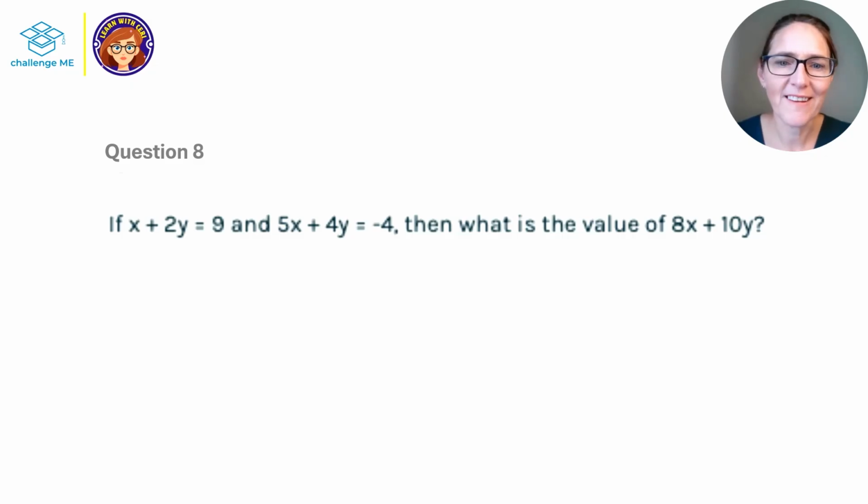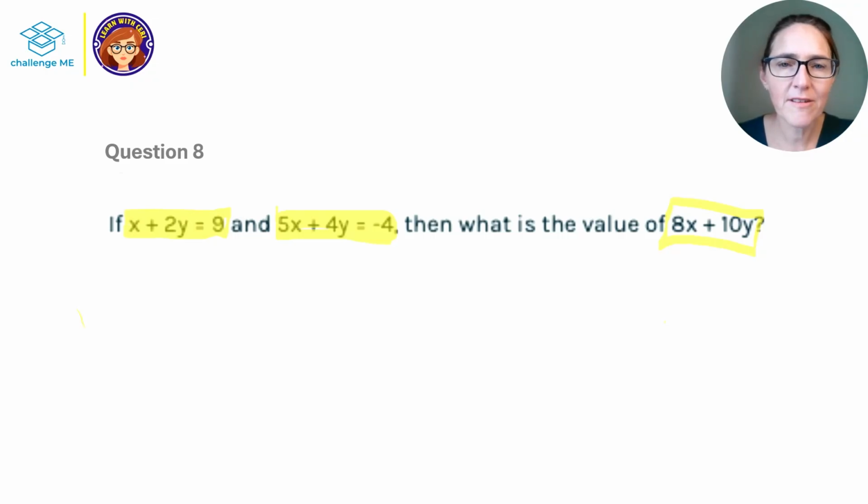Some algebra in this one. X plus 2y equals 9 and 5x plus 4y equals negative 4. Then what is the value of 8x plus 10y? So we need to use these two statements that we know are true facts to try and manipulate them until we've got the value of 8x plus 10y. And 5x plus 4y is closer. If we doubled it, then we'd get 10x plus 8y, and that's the wrong way round for our coefficients.